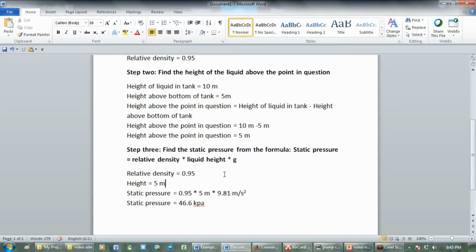Step 3. Finding the static pressure from the formula. Static pressure equals relative density times liquid height times G. Relative density is 0.95. We have a height of 5 meters acting on the point in question. So if we plug those numbers into our formula, we get a static pressure at a point 5 meters above the bottom of the tank of 46.6 kPa.